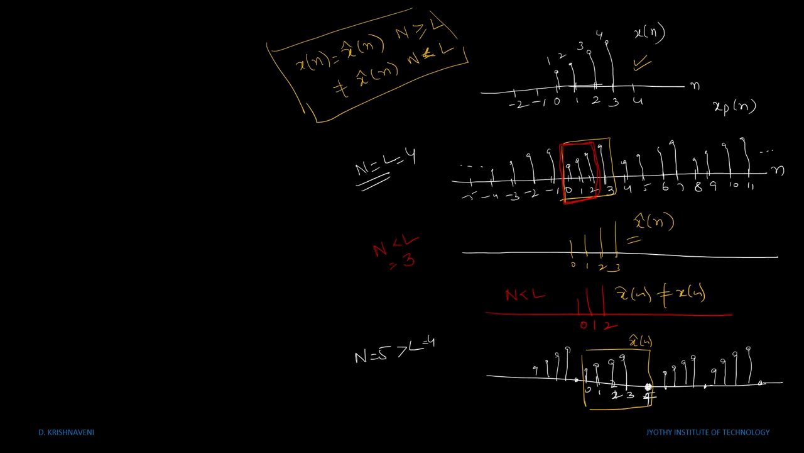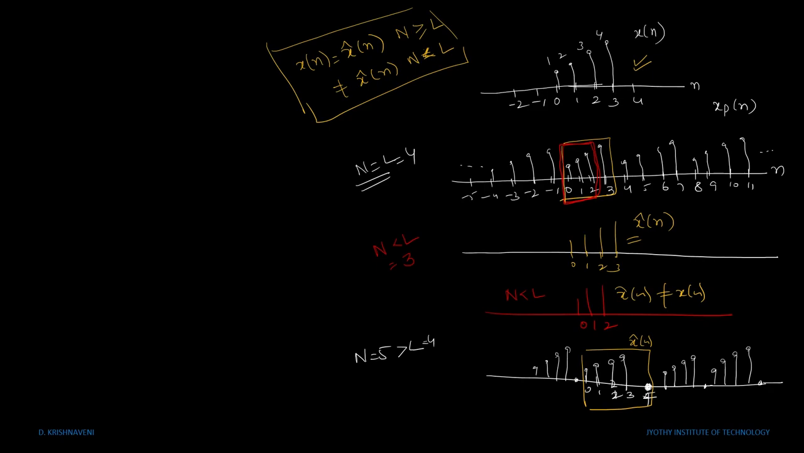That means there should be sufficient sample points in the frequency domain. If x of n is time limited to less than the period capital N of xp of n, then there is no aliasing or distortion. That is, x of n is a finite duration sequence with range 0 to L minus 1, or L samples, and N is greater than or equal to L, so we can recover x of n from xp of n without any ambiguity. But if N is less than L, that means the time period of xp of n is less than the samples of x of n, then it is not possible to recover x of n from its periodic extension due to time domain aliasing.